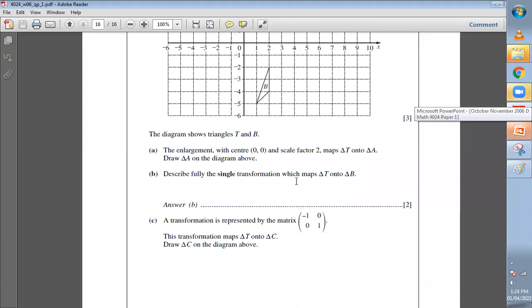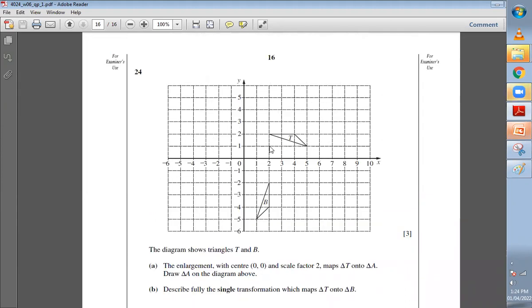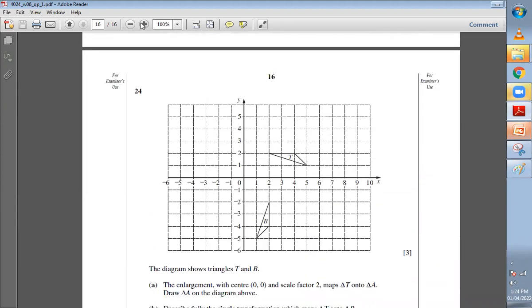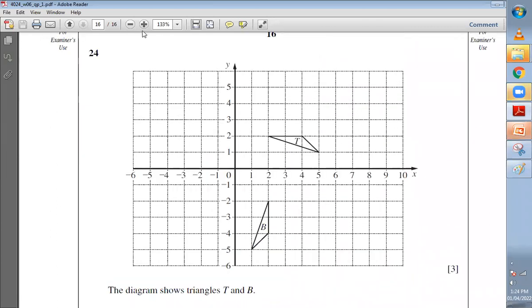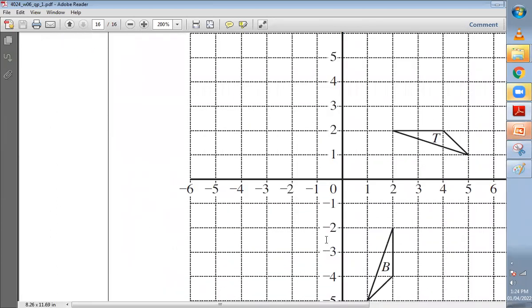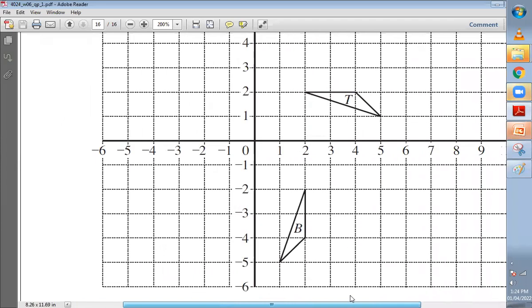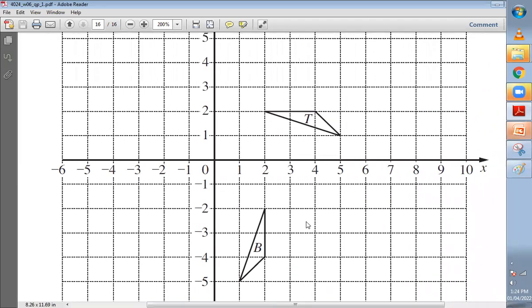He said, describe fully the single transformation which maps the triangle P onto triangle B. Let me increase the size so you can see it clearly. Triangle P onto triangle B. Okay, the method is very simple.